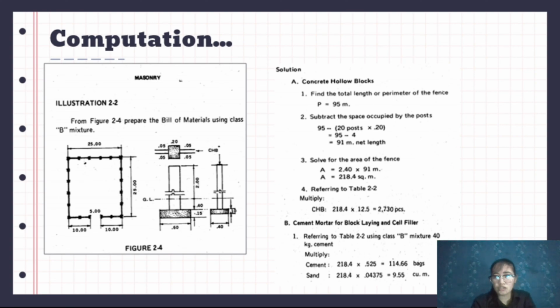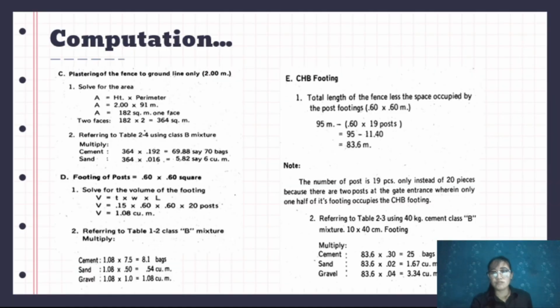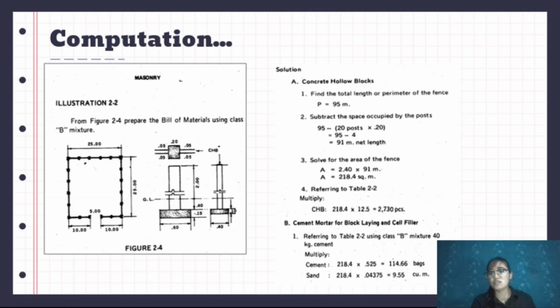So to solve for the area of the fence, its height is 2.40, given here: 2 plus 0.40. Then multiply by the total length, which is 91 meters, and you have the area for the fence. Referring again to the table, this is the easy one I mentioned earlier, because you only need to multiply it by the given table.